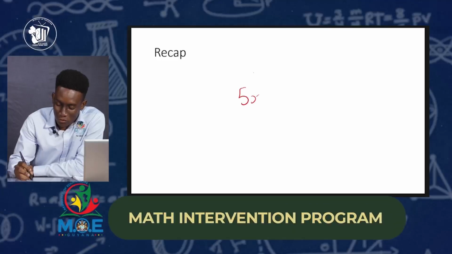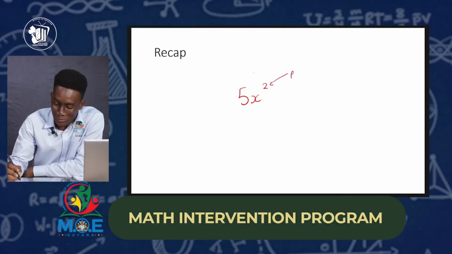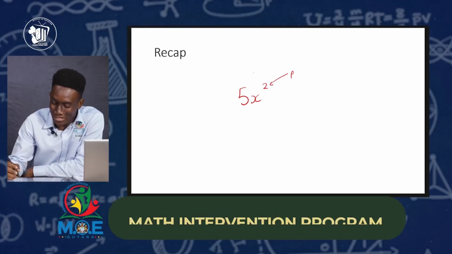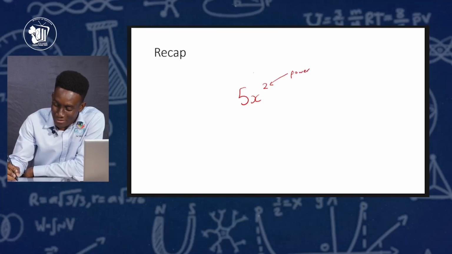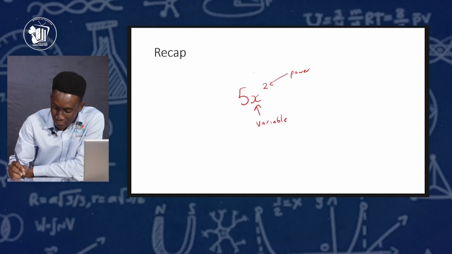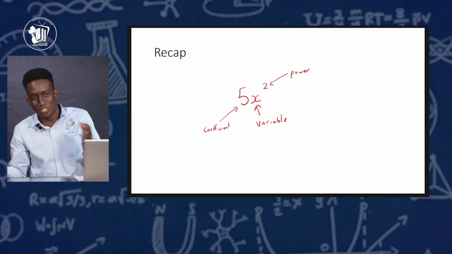So let's do a brief recap on the parts of an algebraic expression. Let's say we had the term 5x raised to the second power. This small number at the top is called the power. I kind of gave it away when I read the expression. And the x is called the variable. And the 5 is called the coefficient. And these are the parts of the algebraic term.